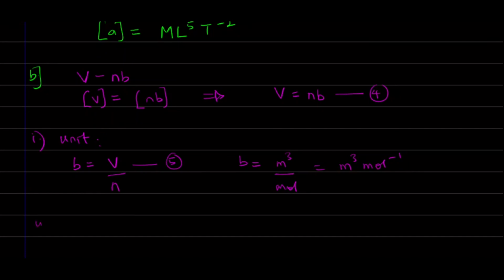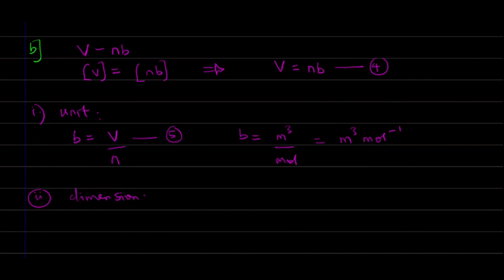Let's solve for the dimension as well. Dimension of the constant, we are going to be having it this way. B dimension is going to be equals to volume, which is L cube. Here we can take the dimension of number of moles to be 1. If you don't want to take it as 1, you can include it by using n, and then we also need to adjust the dimension of A, which is the other constant. In this case, we are having it as L cube. So we have solved for the unit and dimension of the constants involved.